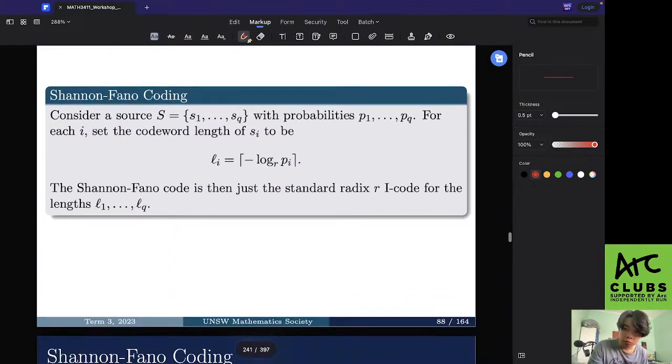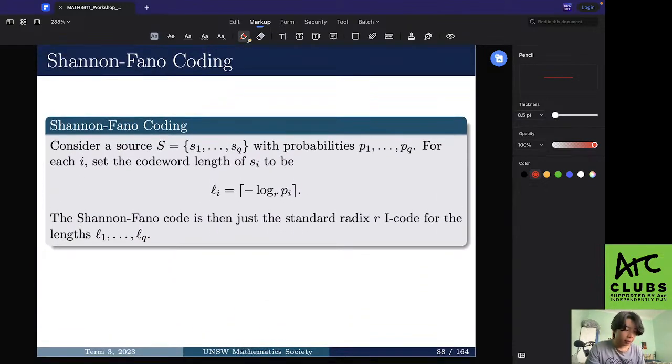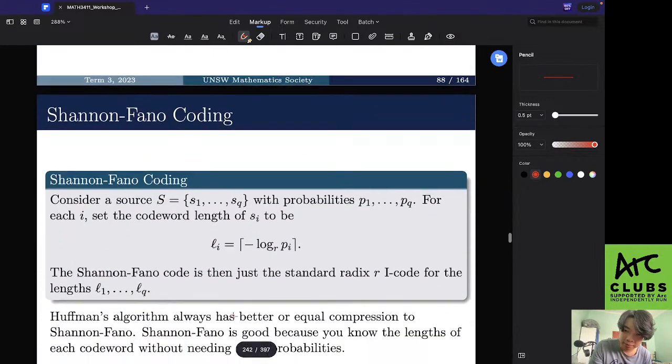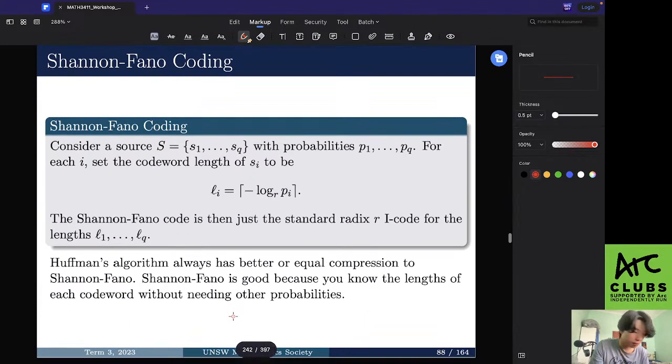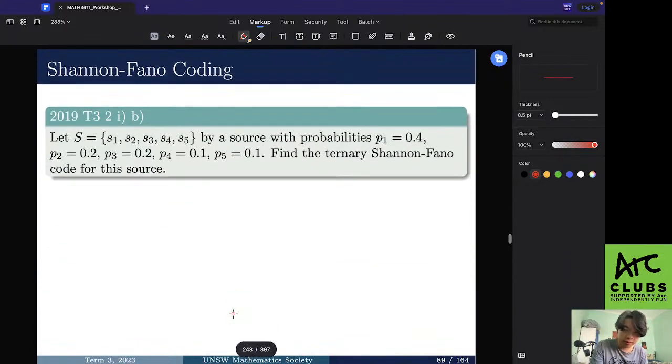And so what Shannon-Fano has us do is, for each probability, we calculate L1, L2, all the way to LQ. Then, using these lengths, we can find the standard I-code with the decision tree. To see this in action, we might look at this example.